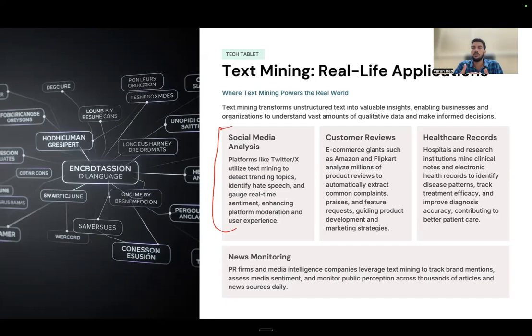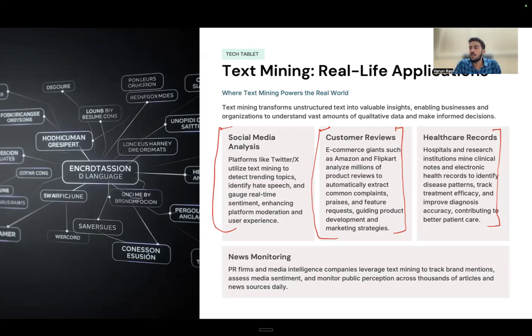Then you have customer reviews. Every time a product is launched on any of the major e-commerce platforms like Myntra, or Amazon or Tata or whatever, you have reviews, and these reviews are later analyzed to see if the product is genuine or not. Okay, then it can be used in healthcare records also, to find any patterns of disease if they exist, to probably better cure a patient, things like these.